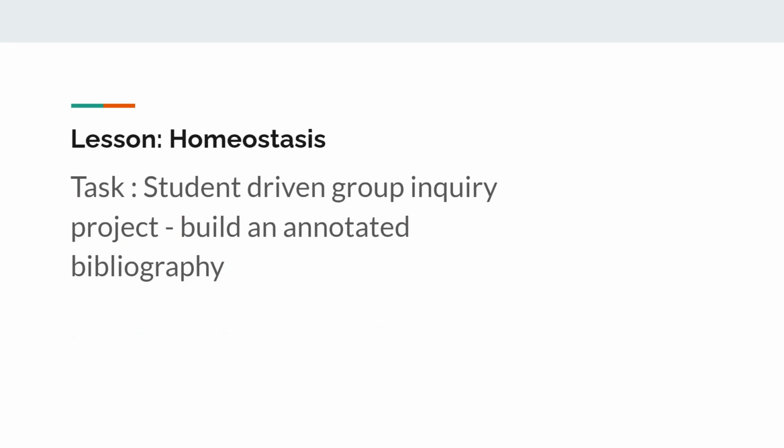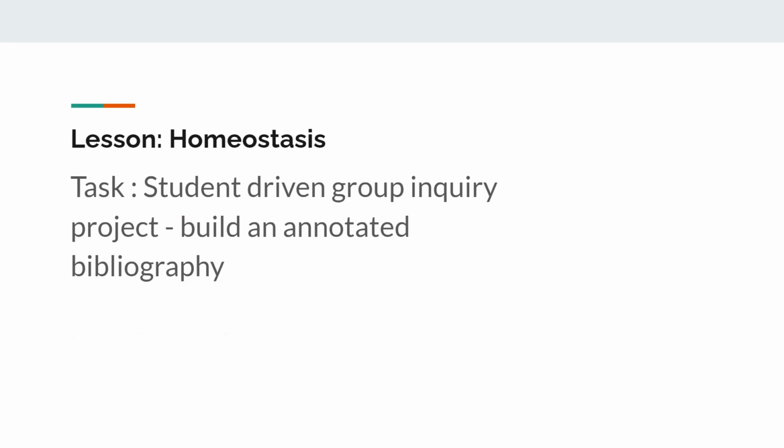For our task, we're going to be in the homeostasis unit. Sumin is going to be in a group driven inquiry project, and she and the group need to build an annotated bibliography. An annotated bibliography is just getting sources, in our case, scholarly articles, giving one sentence summary and one sentence about how it relates to what your inquiry project would be.